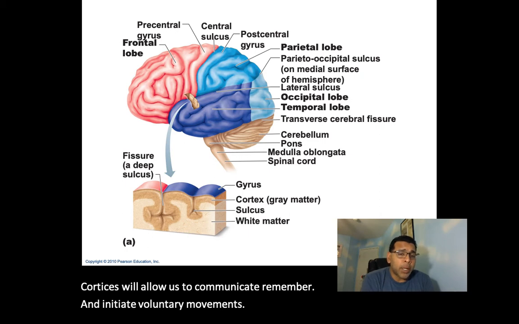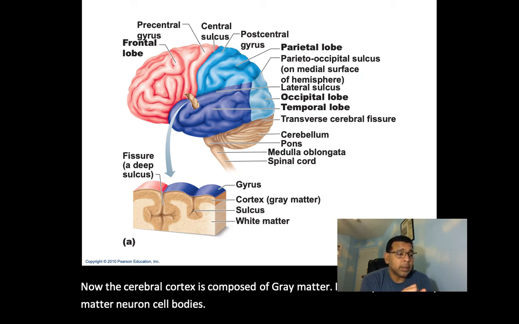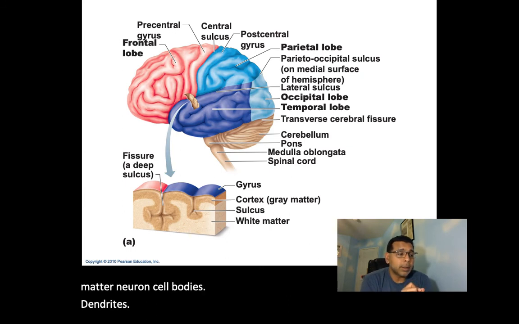The cerebral cortex is composed of gray matter: neuron cell bodies, dendrites, glial cells, and blood vessels. No fiber tracts.